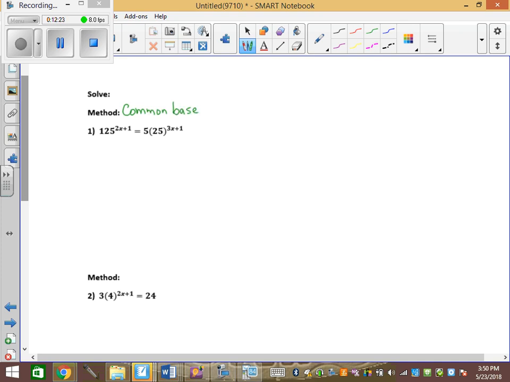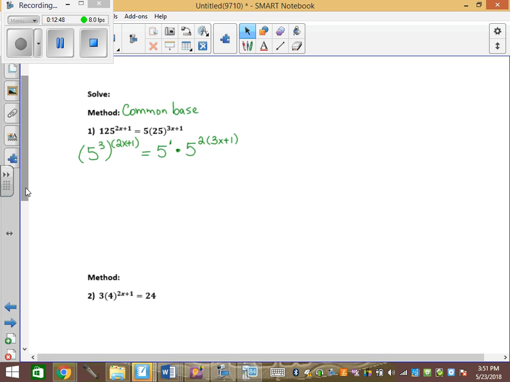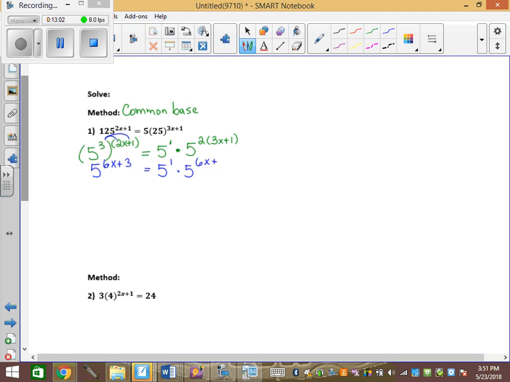So I'm going to make them all be base 5. 125 is 5 to the 3. And then remember, we have to distribute that 3 into the 2x plus 1. We also have to remember that 5 is 5 to the 1, and that 1 is very important because we're going to have to add it on. And then we're going to have 5 squared is 25 to the 3x plus 1. Okay, we're going to distribute. We're going to get 5 to the 6x plus 3, equals 5 to the 1 times 5 to the 6x plus 2.